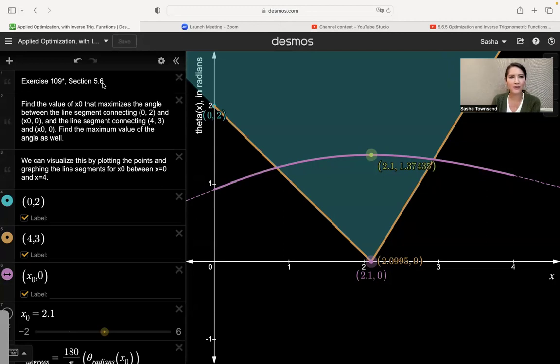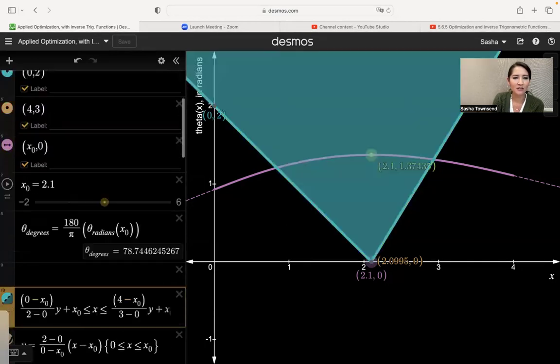We're asked to find the value of x naught that maximizes the angle between the line segment connecting (0, 2) and (x naught, 0), and the line segment connecting x equals 4, y equals 3, and (x naught, 0). We want to find the maximum value of the angle as well.